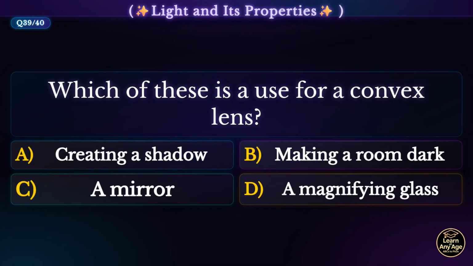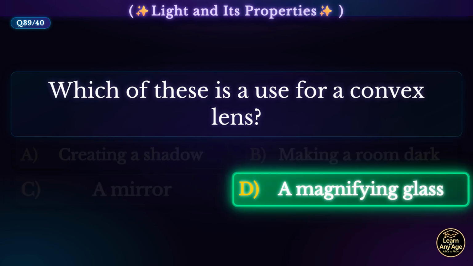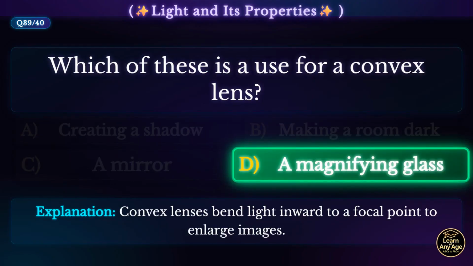Which of these is a use for a convex lens? Creating a shadow. Making a room dark. A mirror. A magnifying glass. A magnifying glass. Convex lenses bend light inward to a focal point to enlarge images.